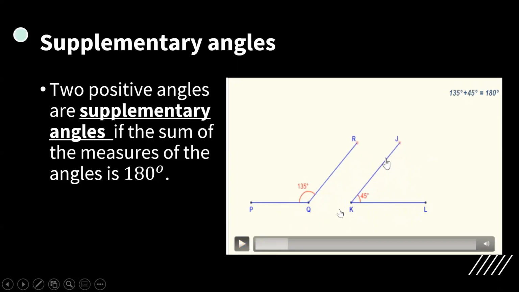Another, suppose angle K is 45 degrees and angle Q is 135 degrees. 135 plus 45 is equal to 180 degrees. Therefore, these two angles are supplementary angles.